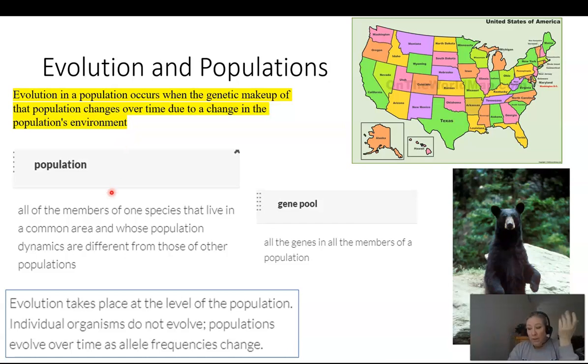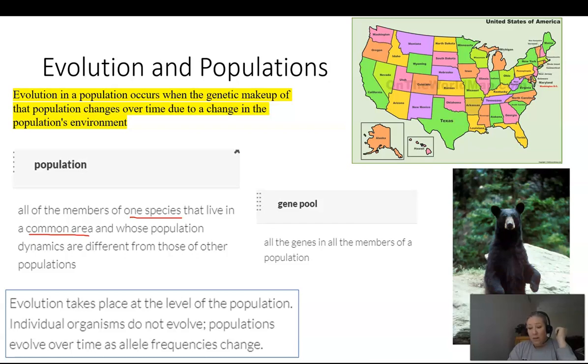So what is a population? When you're talking about populations in terms of evolution, it has a very specific definition: all of the members of one species that live in a common area whose population dynamics are different from those of other populations. So it's all of the members of one species, so we're not talking about different species, okay? We're talking about one species that live in a common area and whose population is different from those of a different population.